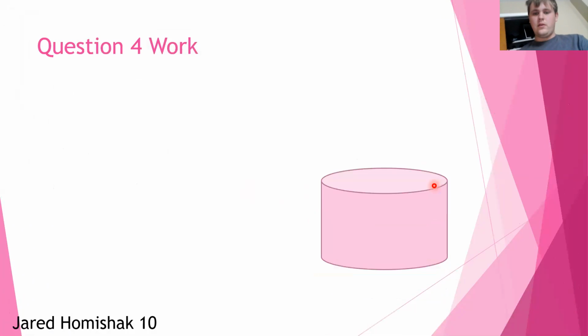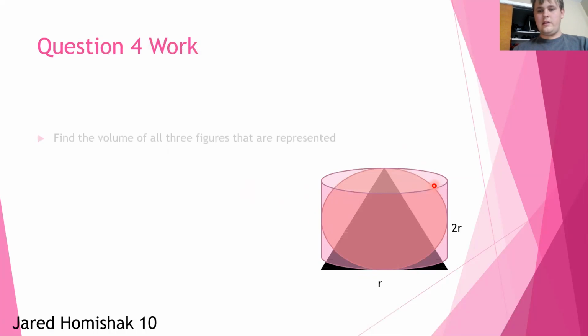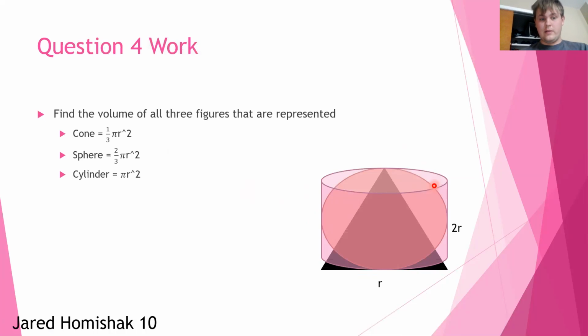Now for question 4, we have our cylinder here, and a cone and a sphere that are inscribed within our cylinder. The base is r, and our height is 2r. Now with these conditions in mind, how would you find the volume of all 3 figures that are represented? Well, let's look at what we know. For the cone, we know that we have the volumes of actually all 3 figures listed right here. So let's put them to good use.